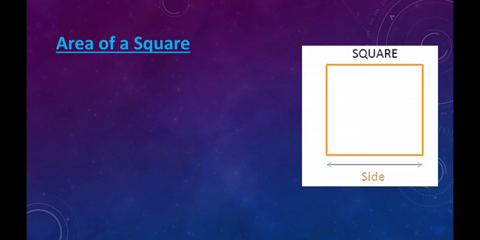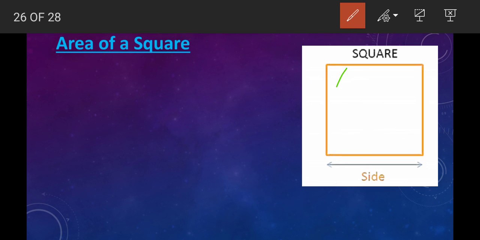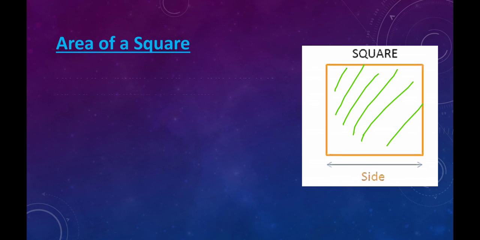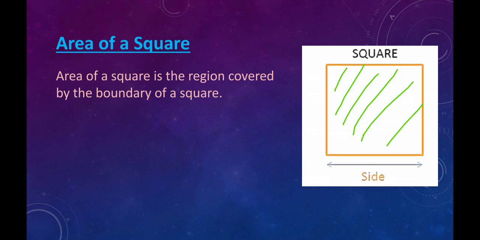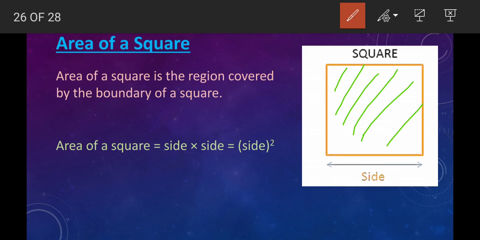Square is a closed figure and all sides are equal and each angle is 90 degree. So we have to find the area, means we have to find the space present inside the closed figure. Clear? So area of the square is the region covered by the boundary of the square. So area of square equals length multiplied by breadth. Here all sides are equal, so it is side multiplied by side, that equals side squared.